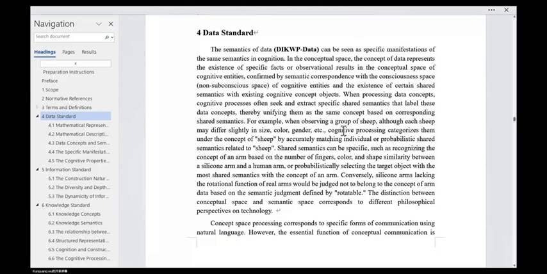Well, so the first paragraph: the semantic of data can be seen as a specific manifestation. The end sentence is a distinction between a conceptual space and the semantic space, from response to different philosophical perspectives on the technology. This part, anyone can have questions?